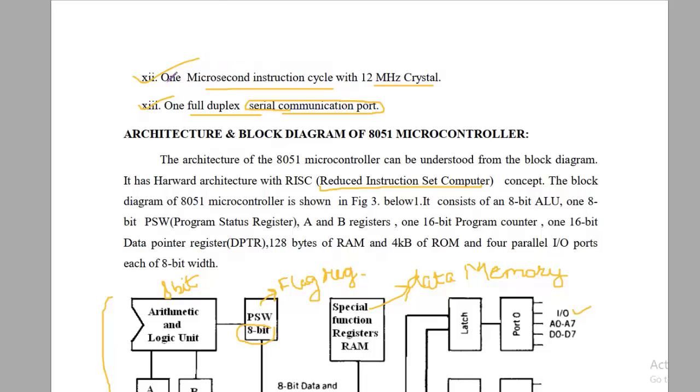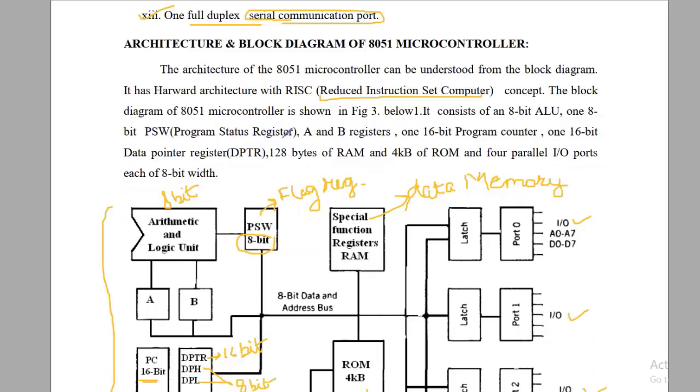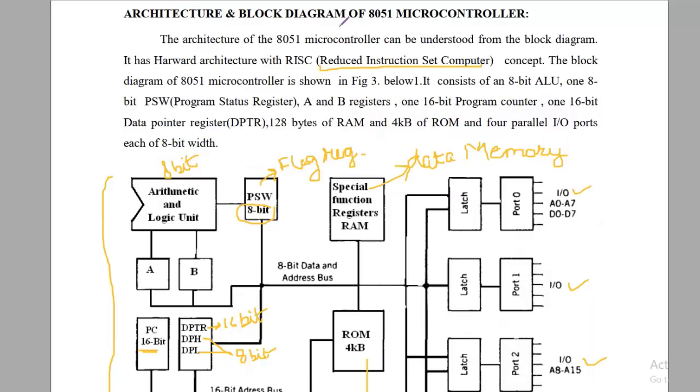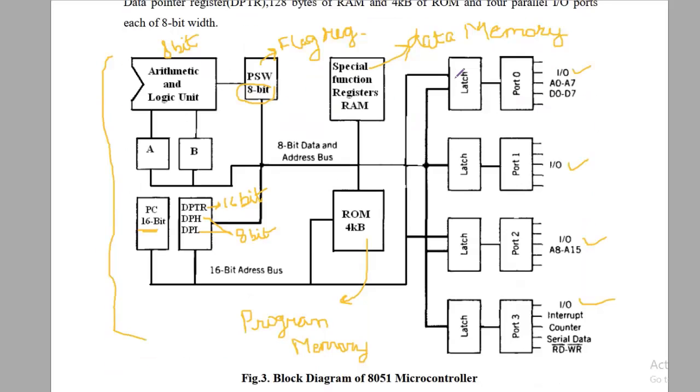Next thing is it is having 1 microsecond instruction cycle, 1 full duplex serial communication port. Okay, so let us look first at the architecture, or you can say the block diagram of 8051 microcontroller. So this is the block diagram.